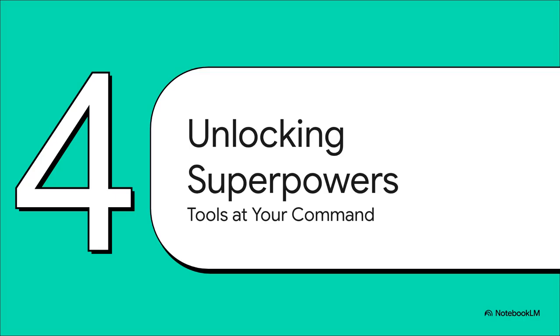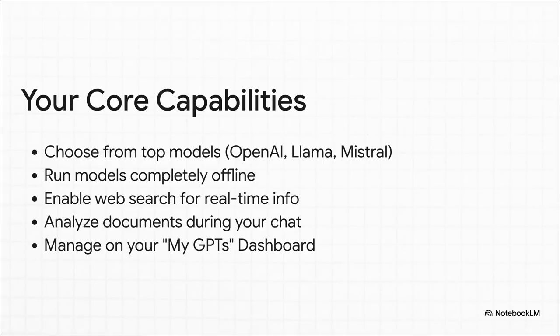And once you've built your expert, that's when you unlock this whole new set of what I like to call superpowers. Let's take a look at the incredible tools that are now at your command. The capabilities here are just fantastic. You're not locked into one company's models. You can choose from the best out there. OpenAI's models, Llama, Mistral, you name it. The ability to run them completely offline, that's a huge deal for privacy.